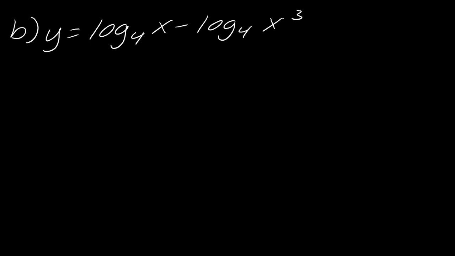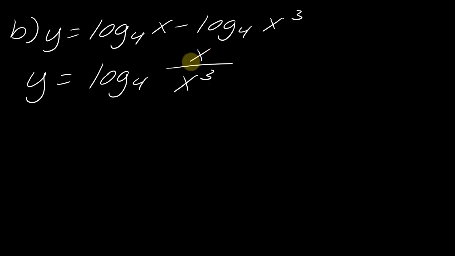Okay, now for b here, again, we're using properties of logarithms to help us with this. In this case, I can shorten how many derivatives I have to take. So notice that this is being subtracted, so I can use the quotient rule for logarithms. I can rewrite this as log base 4 of x over x cubed. And then this I can simplify further. So this will become y equals log base 4 of 1 over x squared.